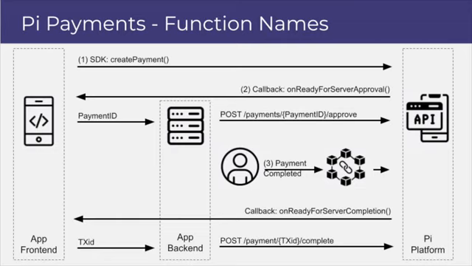And the first event is onReadyForServerApproval. This is when we get the payment ID that we need to send back to our backend for the server-side approval step. The REST API endpoint that is used for this purpose is payment/payment ID/approve. And then the whole part where the user interaction is needed is completely out of the developer's plate. And when we get to the next event that the developer needs to handle, which is onReadyForServerCompletion, this callback is called by the Pi platform with a TXID that we then have to send to our backend as a developer, and it gets posted to the REST API endpoint called payment/TXID/complete.